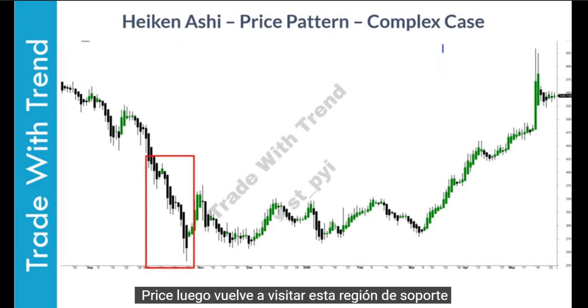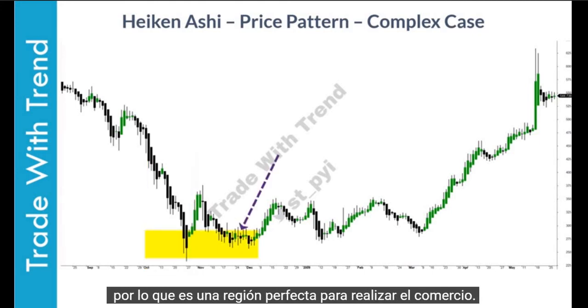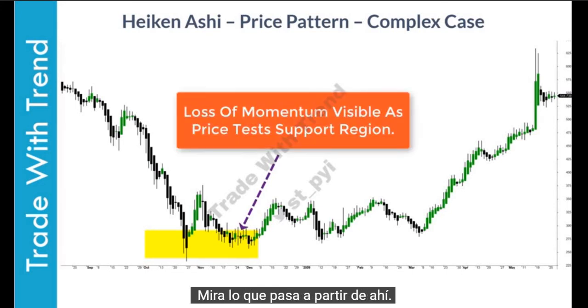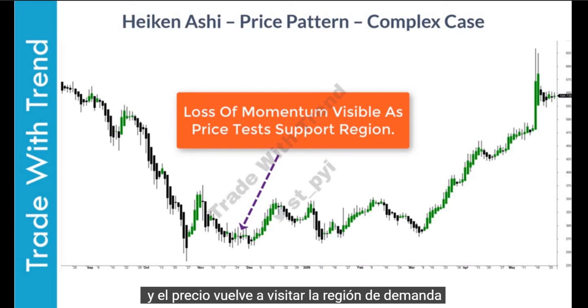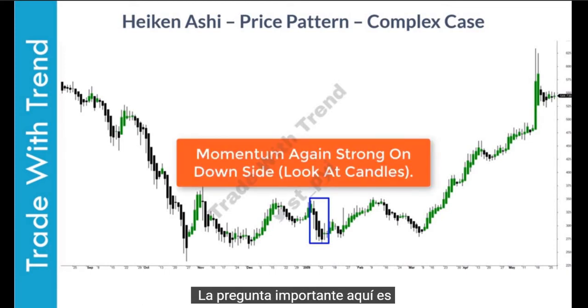Price then revisits this region of support with narrow range candles suggesting loss of momentum, making it a perfect region to take the trade. Look at what happens from here on. We don't get any momentum on the upside, and price again revisits the demand region with two strong wide range bearish candles. The important question here is, should you exit the trade at this point?